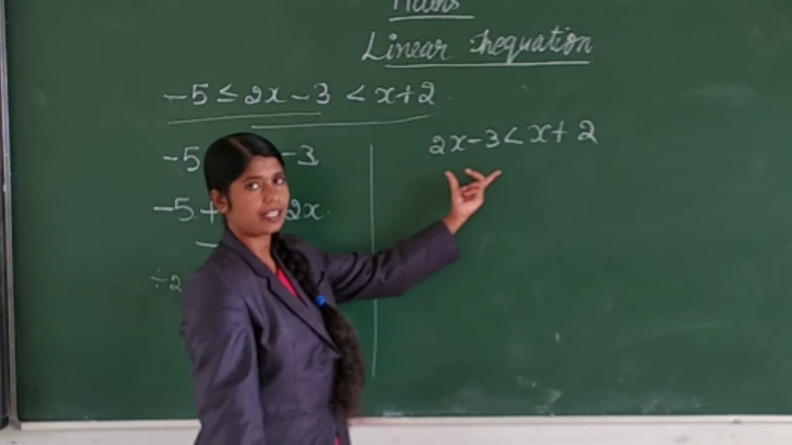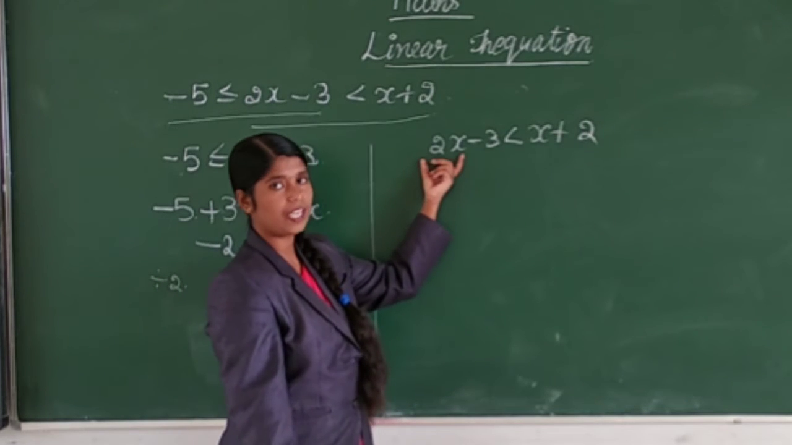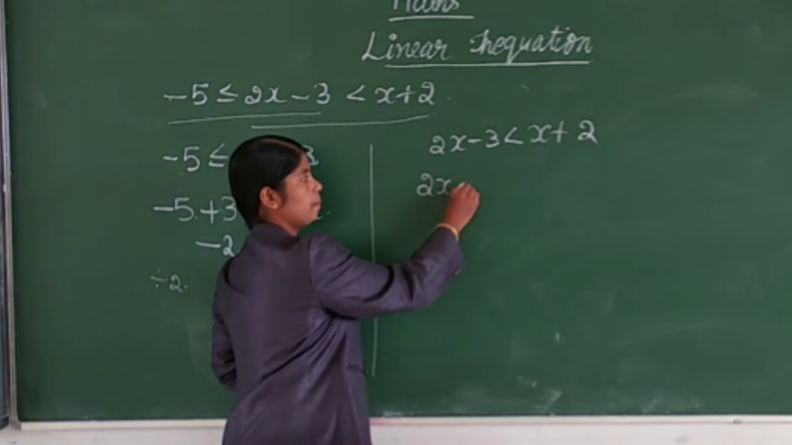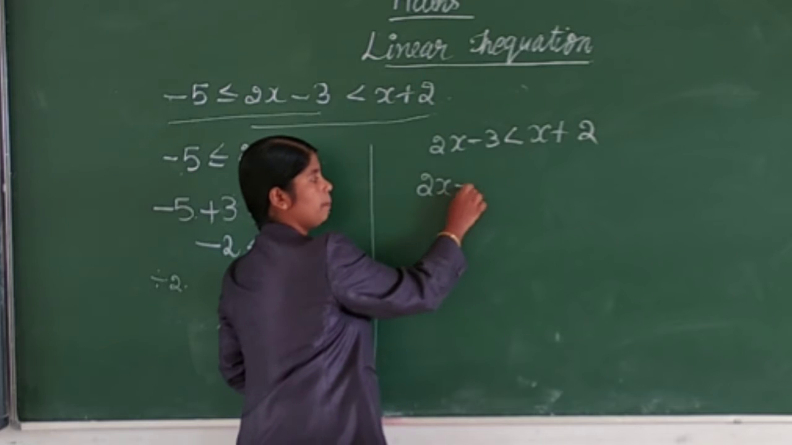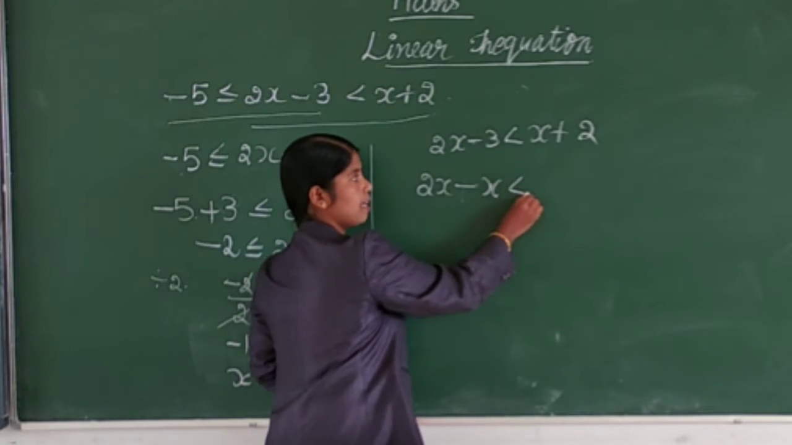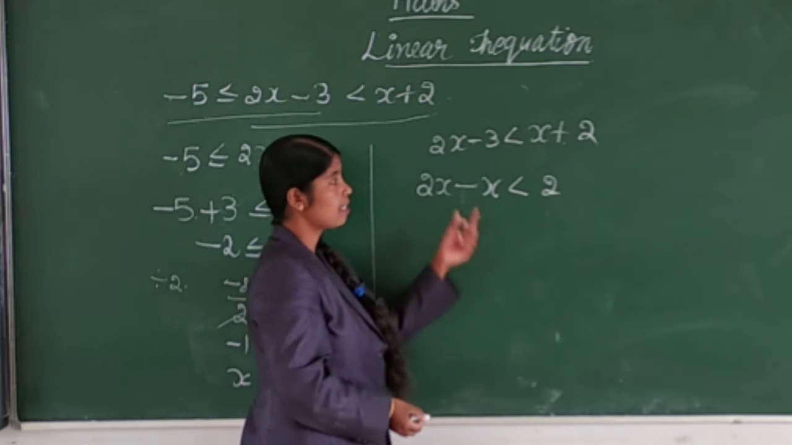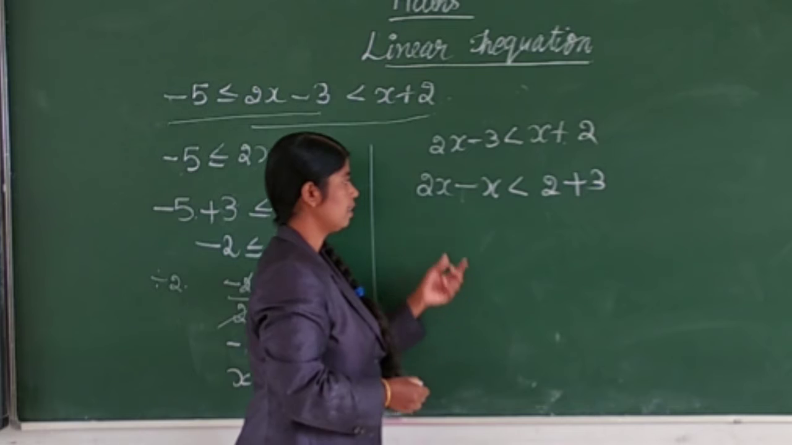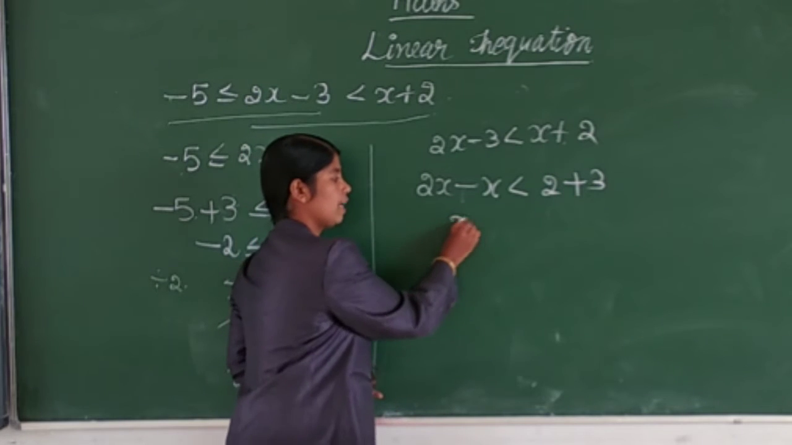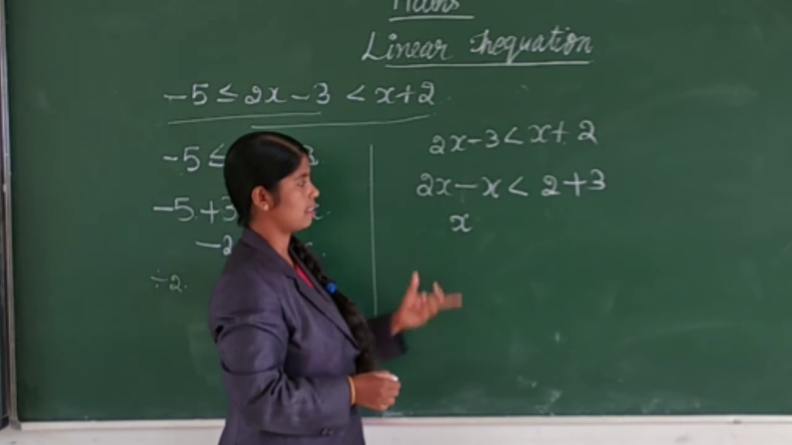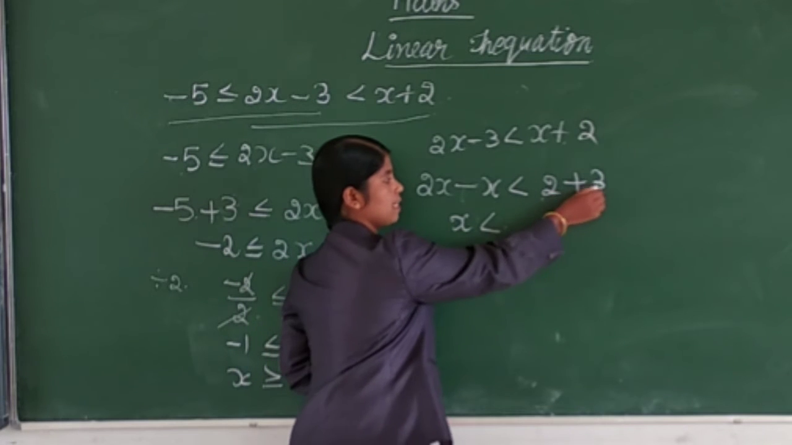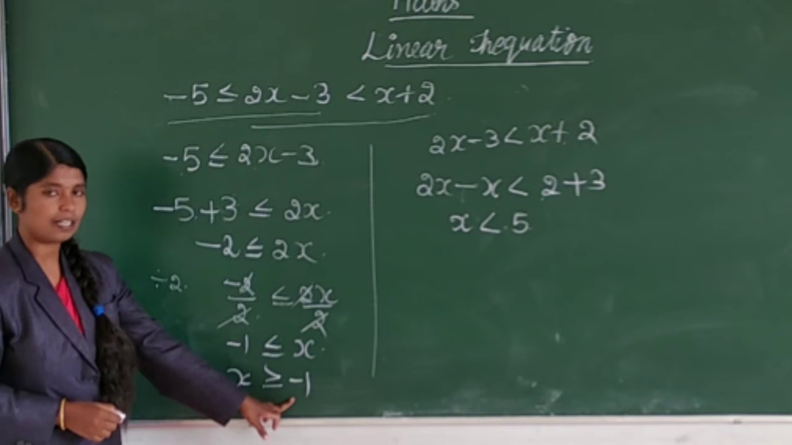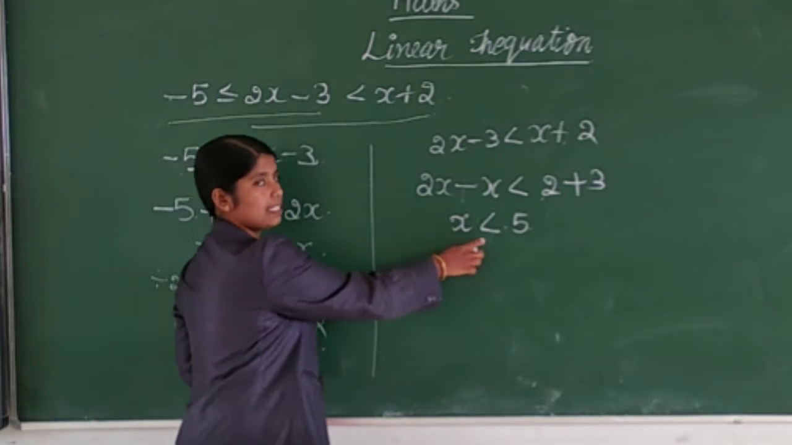Next, we simplify the second inequality. 2x we have here. This plus x, you bring it to this side. So 2x, here plus x is there. It will become minus x and less than. Here we have plus 3, right, and this minus 3 changes to plus 3. Then 2x minus x is 1x. We can write it as x. Then less than 2 plus 3 is 5. Right? So x is greater than or equal to minus 1 and less than 5.